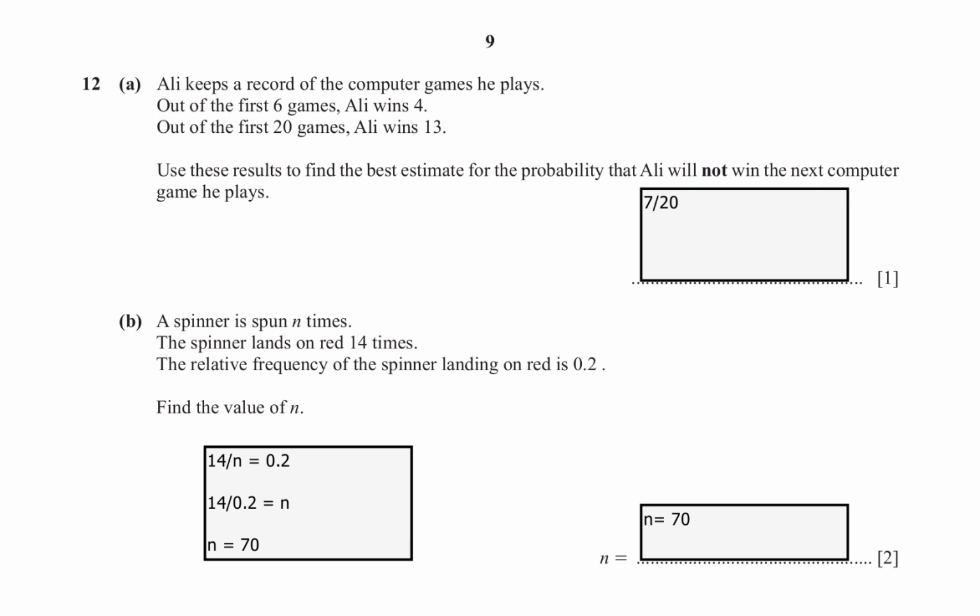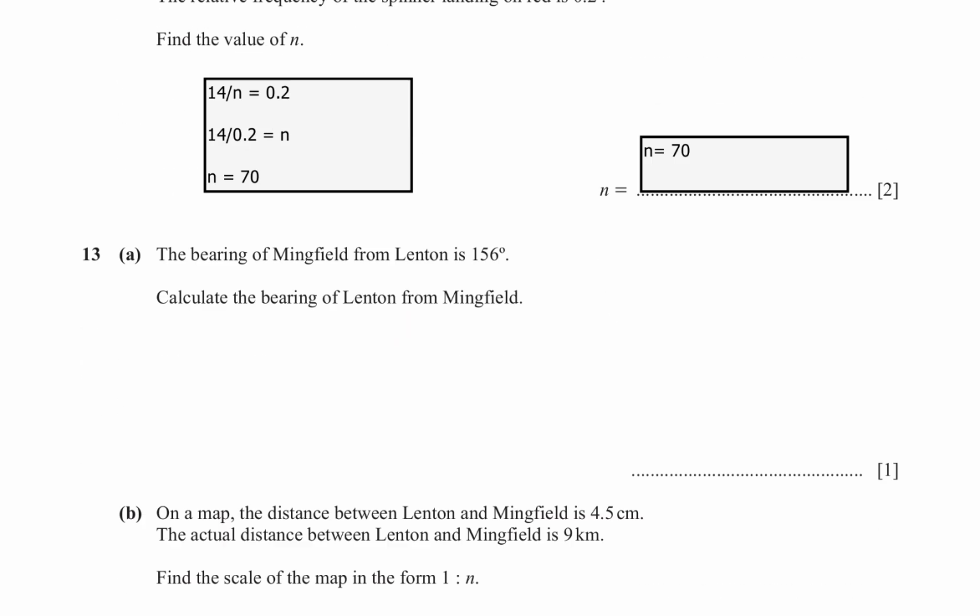Part B. A spinner is spun n times. The spinner lands on red 14 times. The relative frequency of the spinner landing on red is 0.2. Find the value of n. So 14 over n is 0.2. 14 over 0.2 is n. n is 70, which is our answer.